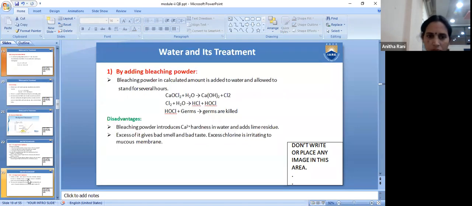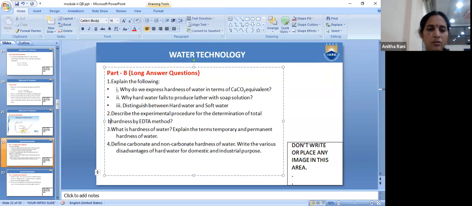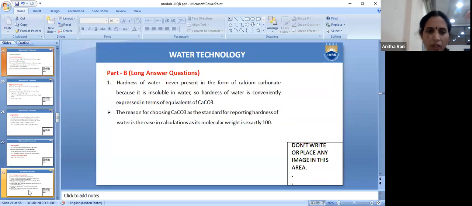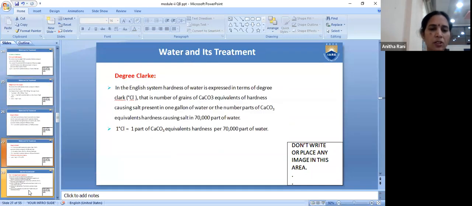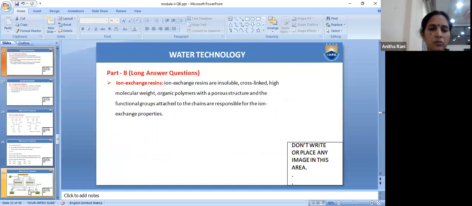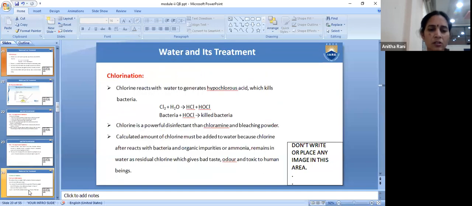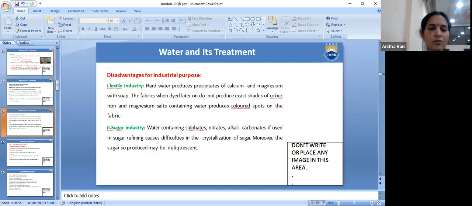Now next, second question: describe the experimental procedure for the determination of total hardness by EDTA method. So students, you explain the EDTA method completely. Principle, procedure, everything you explain. We already discussed the principle. You have to explain this principle, and the procedure has 4 steps.